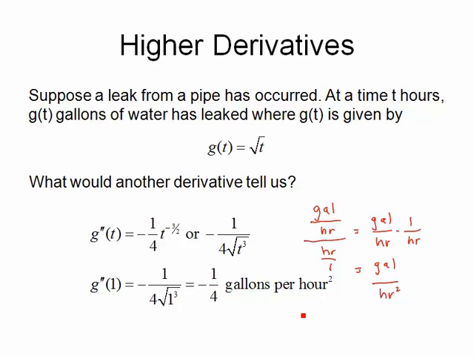So in a sense, this number is telling us exactly what we saw earlier, that the fact that our leak went from a 1/2 gallon per hour to a 1/4 gallon per hour means our leak rate was getting less. That's exactly what this number is telling us. But now it actually quantifies how much less for each hour.